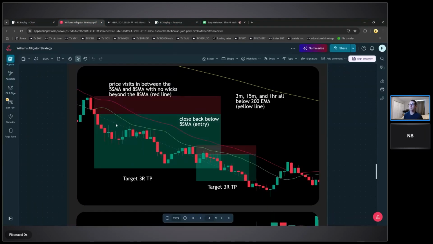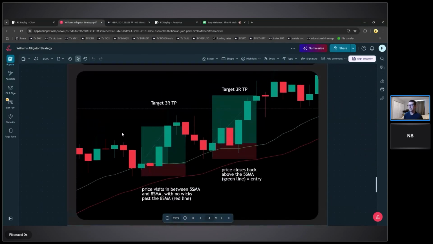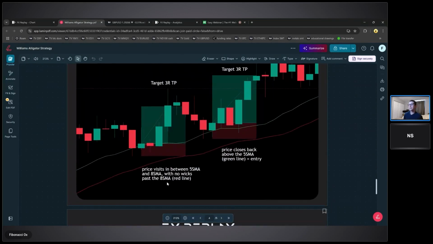Again, I'll show you guys a couple long examples here. In this case, all 3 timeframes were above the 200 EMA, so we were looking for longs. We had price test into this 5 SMA. It wasn't an engulfing candle because this was a red candle. So again, an engulfing candle is always the different candle color. And so we got a tap into this zone. There were no wicks past the 8 SMA, and then we got a closure back above the 5 SMA. So that's our entry. We'll use a recent low as our stop, and we targeted 3R.